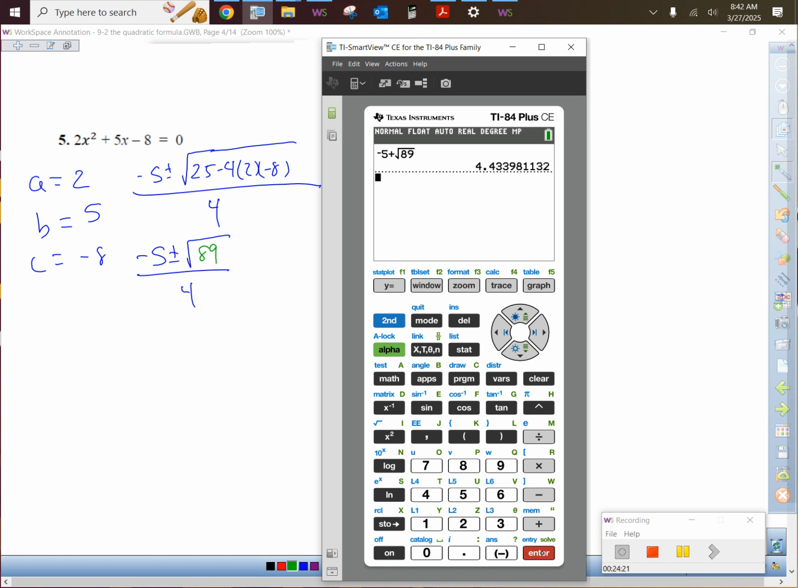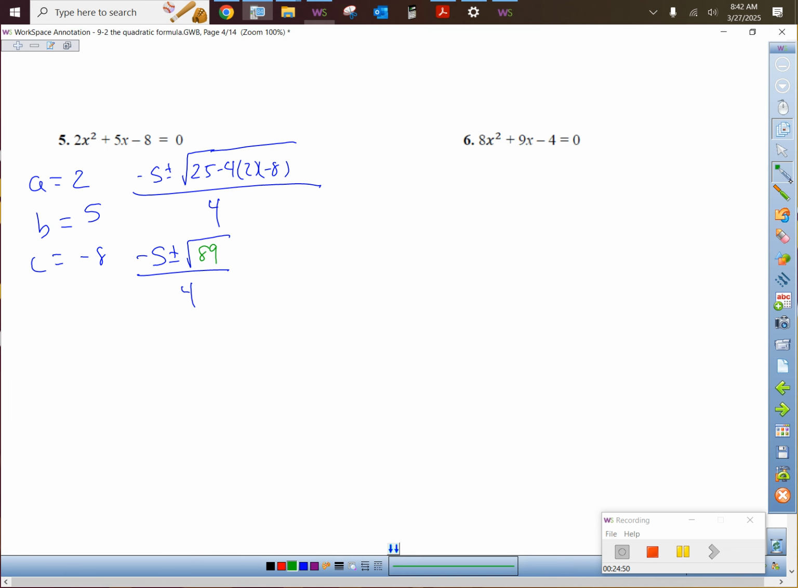What do you need to do to that number? What do we need to do to that number? This is not the final answer. This is the numerator. What has to happen to it? What does the bottom say? Divide by 4. Are you with me on that?